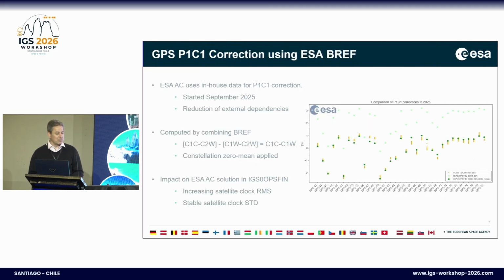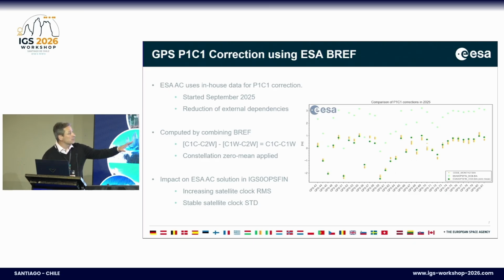Coming back to the P1C1 correction using the BREF, I started using our own corrections in September last year to also reduce the external dependencies on other products. If we generate the bias ourselves, it makes sense that we use it. And we compute it out of the BREF, the bias reference frame, by subtracting the C1C, C2W bias from the C1W minus C2W bias. And this is where we get the C1C, C1W bias.